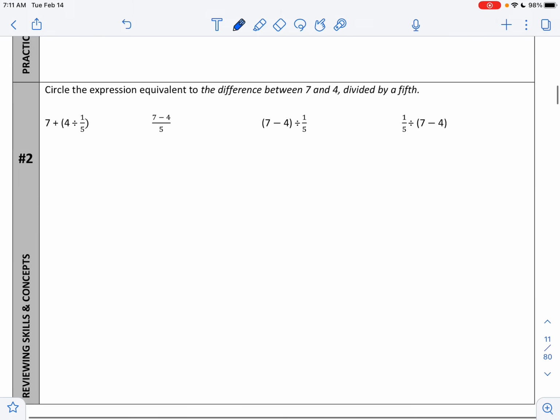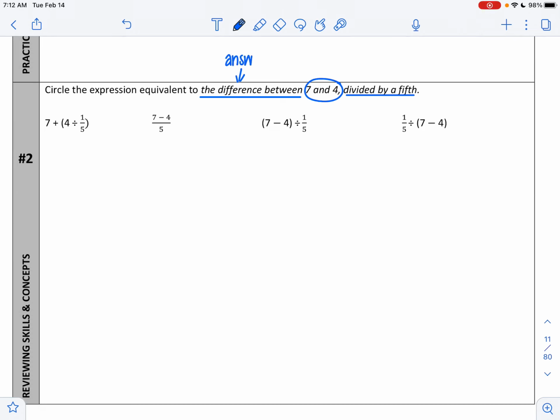Question 2 is also multiple choice. It says, circle the expression equivalent to the difference between 7 and 4 divided by a fifth. And I'm going to let you do this one on your own too, but I want to remind you that the word difference means answer to subtraction. So which of these number sentences match the words? You can pause for question 2.